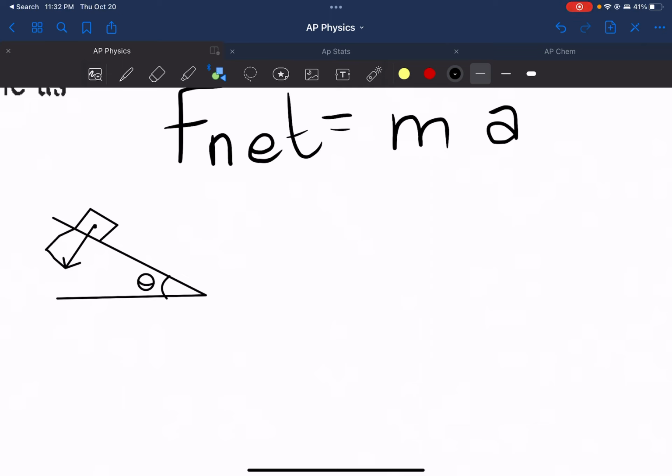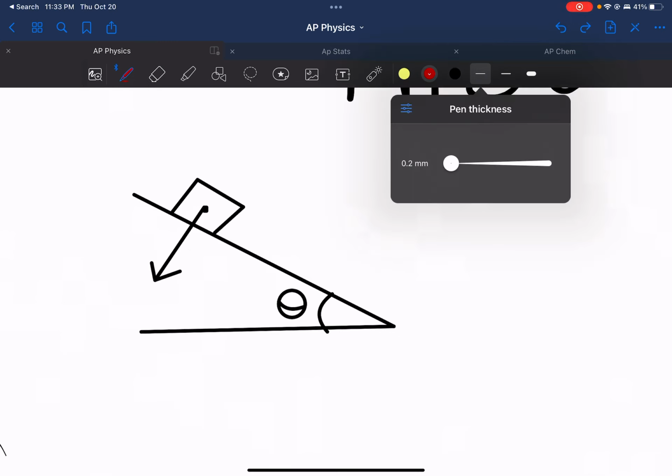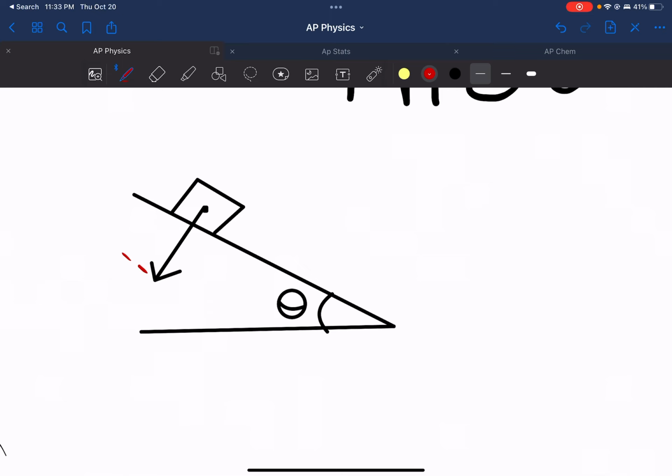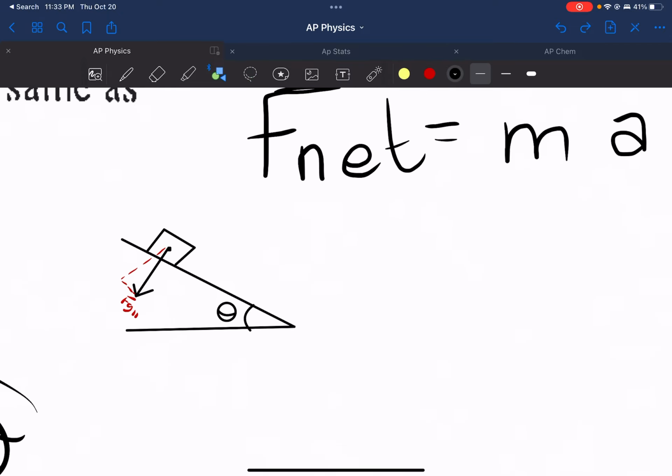I'm gonna do this one with red so everybody can see. This is not working the way I thought it would. You can see, this is my FG parallel, right? FG parallel. Okay. Now let's look at it when our theta is increased.